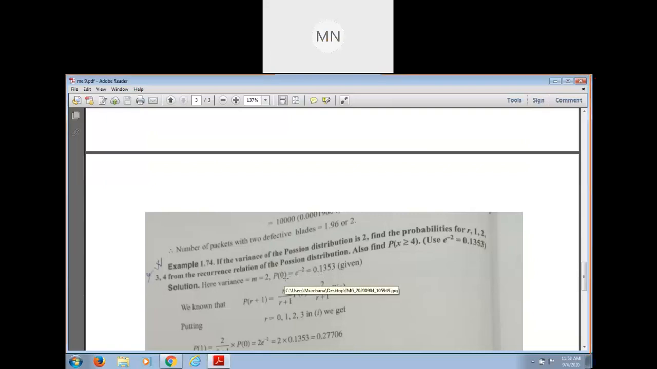Use the formula. X equals 0. Then from the definition, P of x equals R is e to the power minus M, M to the power R divided by R factorial. M is 2. First, find the value of P of x equals 0.